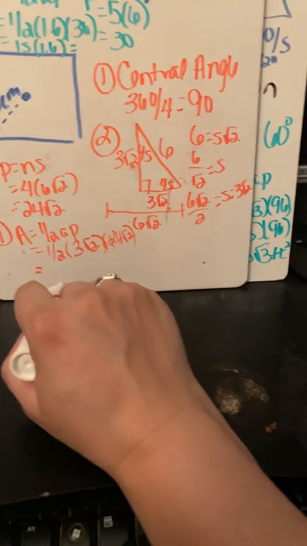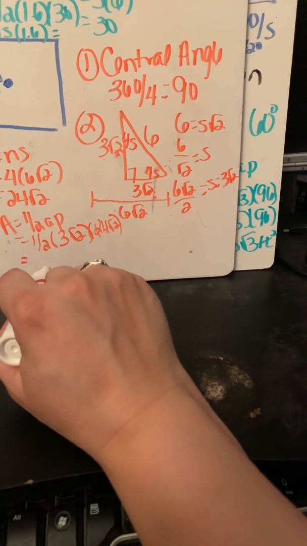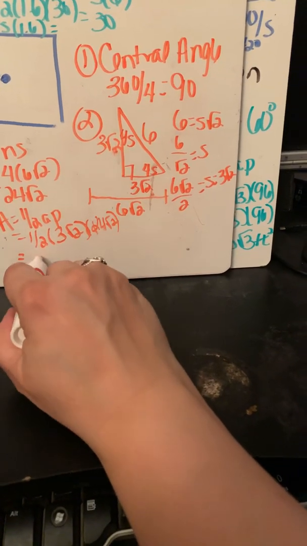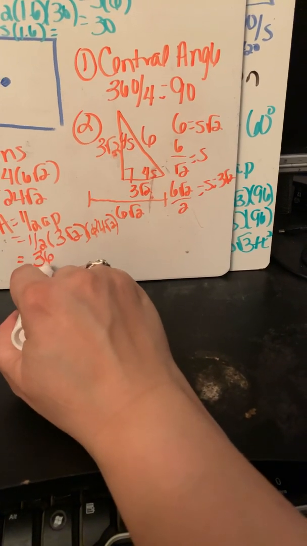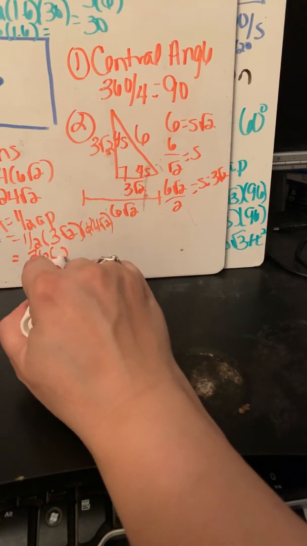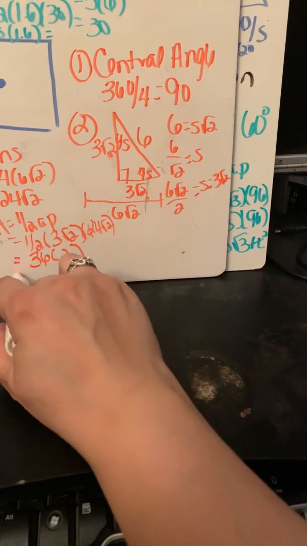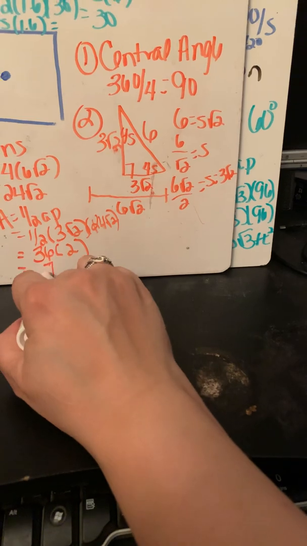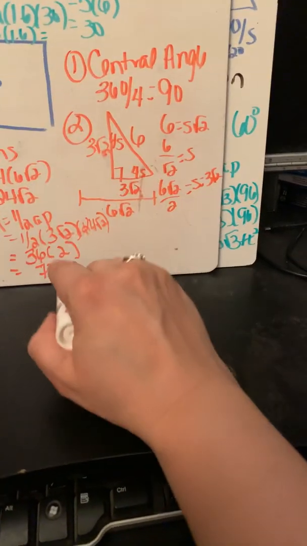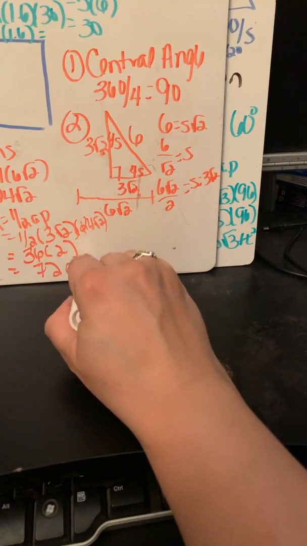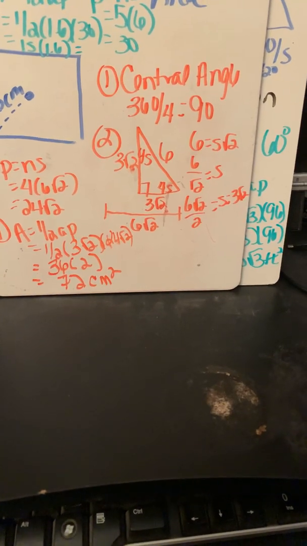So, what's half of 24? 12, right? What's 12 times 3? 36. What's root 2 times root 2? It's 2. What's 36 times 2? 72. That means that this right here, the area, is 72 centimeters squared.